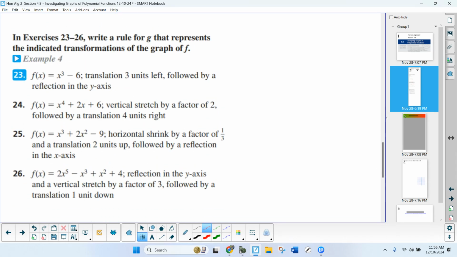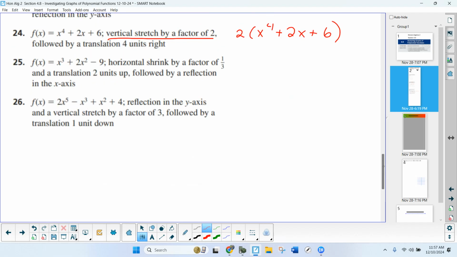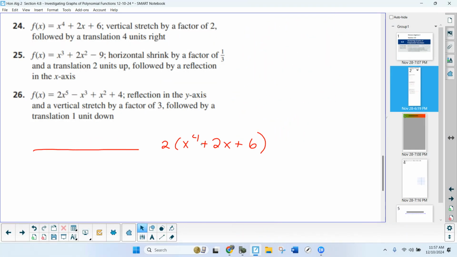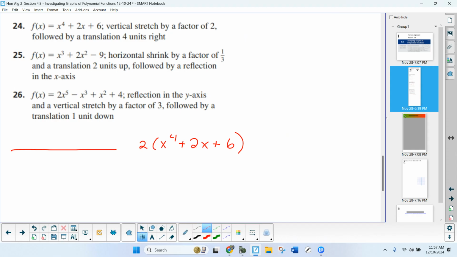And then 24 was the one y'all didn't like here. Is that right? Okay, vertical stretch by 2. What do you do when you do a vertical stretch by 2? Multiply the whole thing by 2. x to the 4th plus 2x plus 6. And when you do, I'm going to bring this down here. What do you guys get? 2x to the 4th plus 4x plus 12.